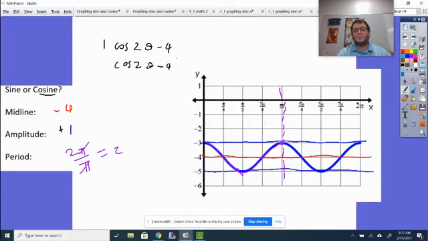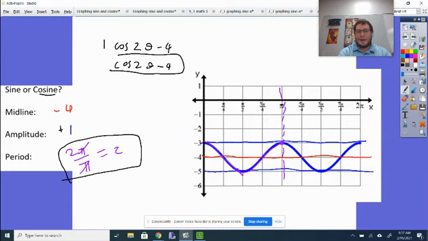Again, don't overthink these ones too much. Really, it's just working backwards. The hardest part is finding b from the period. But it's just the same formula, just backwards. 2 pi divided by period gives you b. 2 pi divided by b gives you period. Nothing super fancy here. We're just working backwards. And you could always take this and regraph it and compare your graph and make sure it matches up.